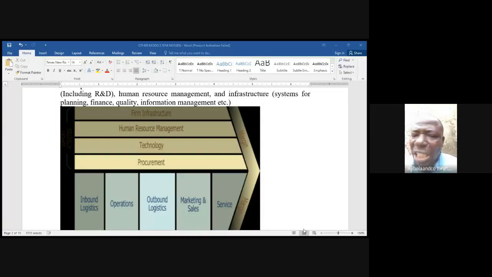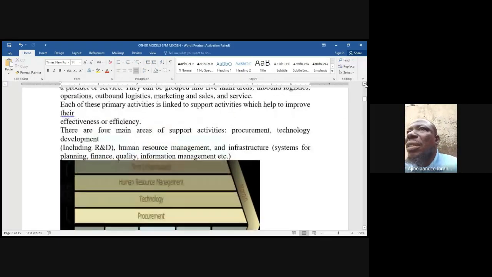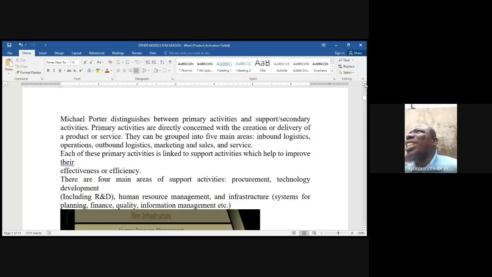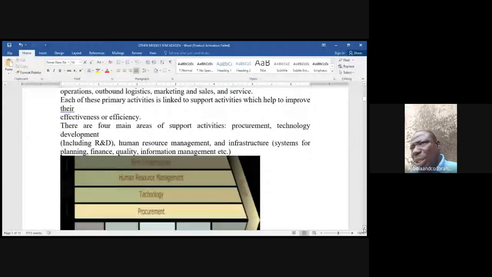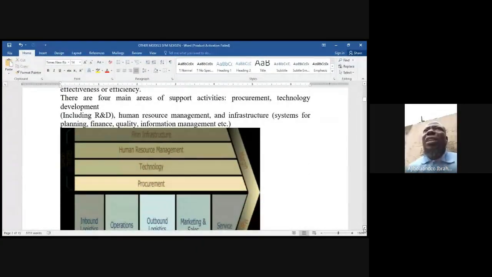Look for which of these, the primary activities or secondary activities, you can leverage on better to create your own value. That is what we refer to as value chain. So each entity should know, okay, my own value is lying in a particular area. It might even be primary activities.